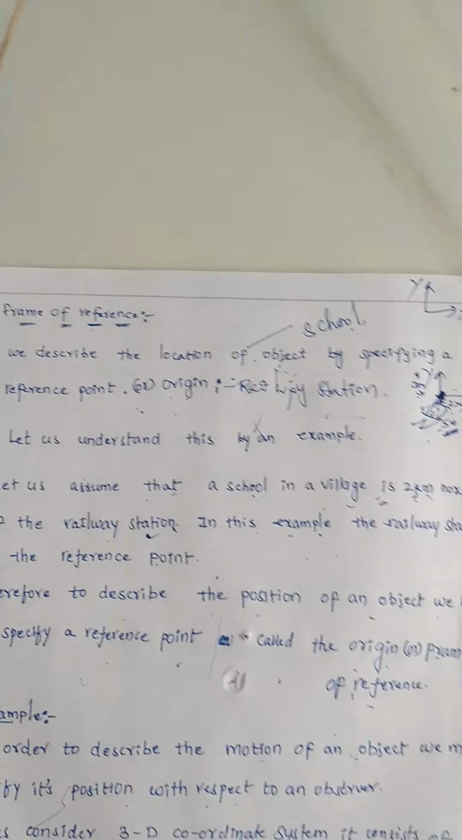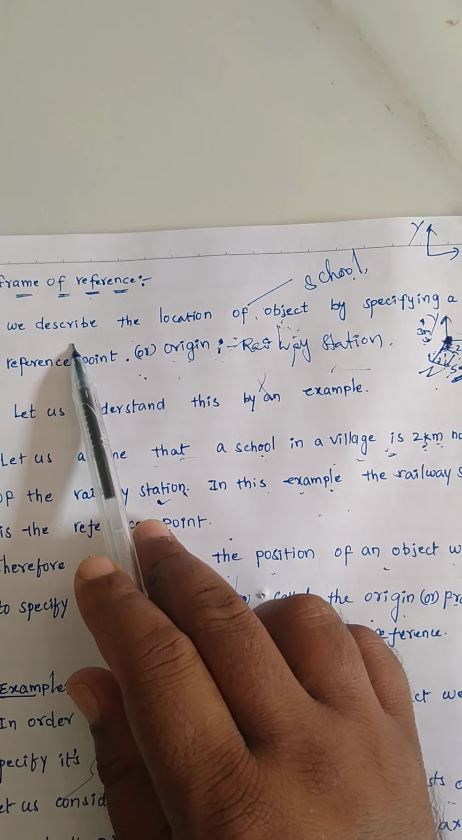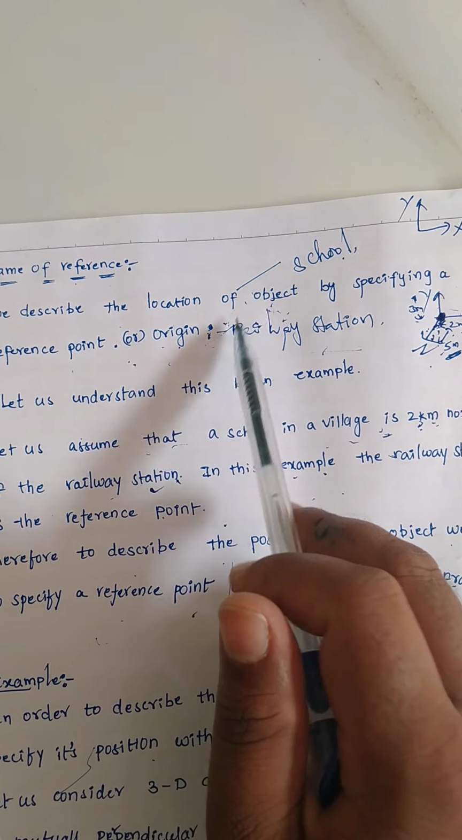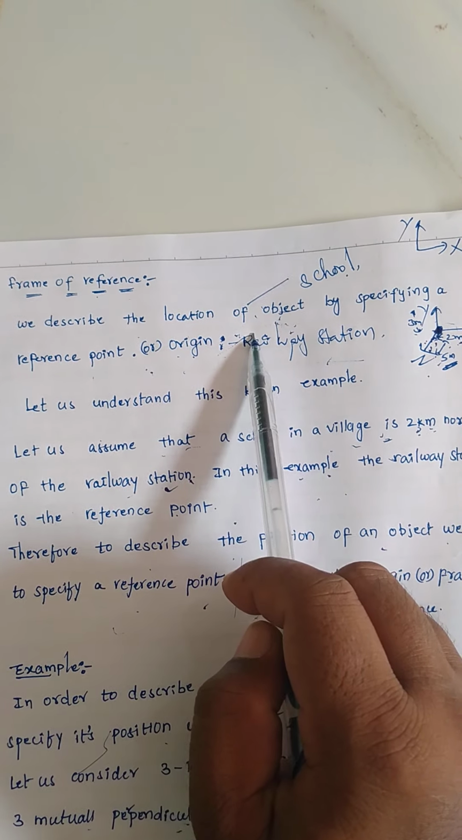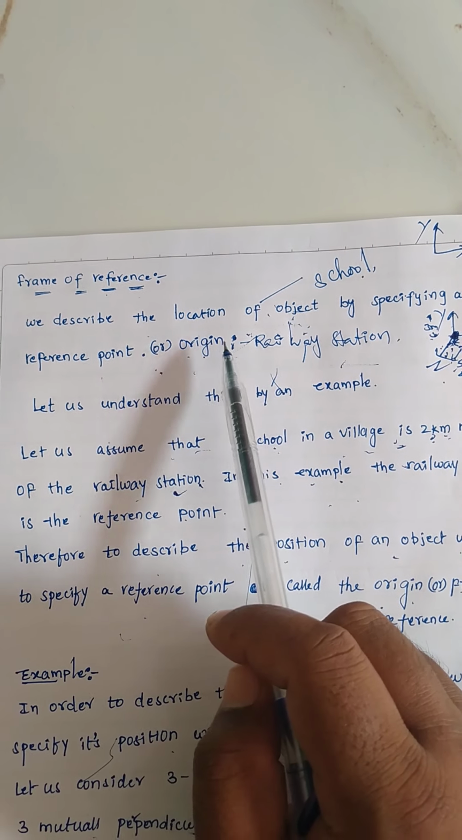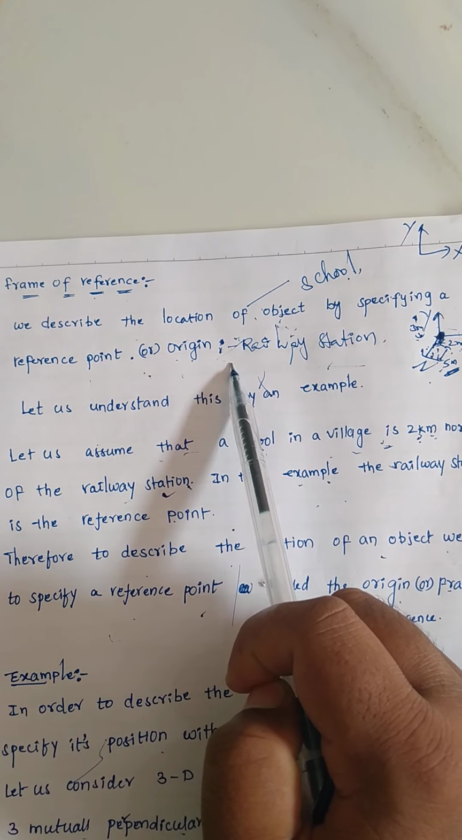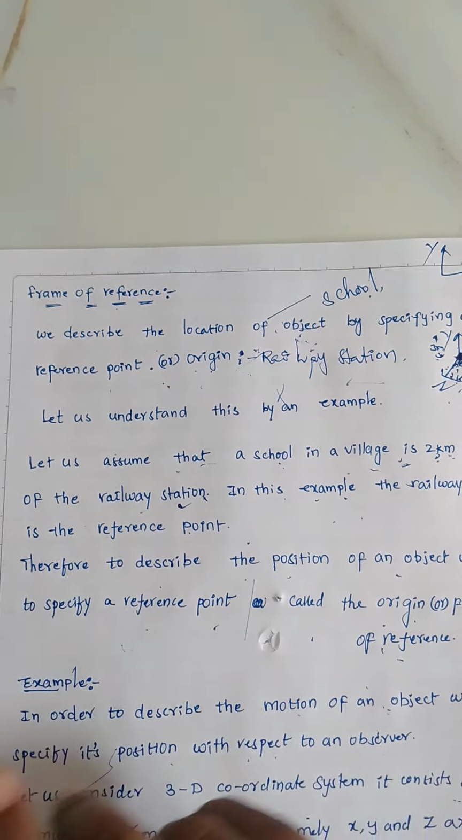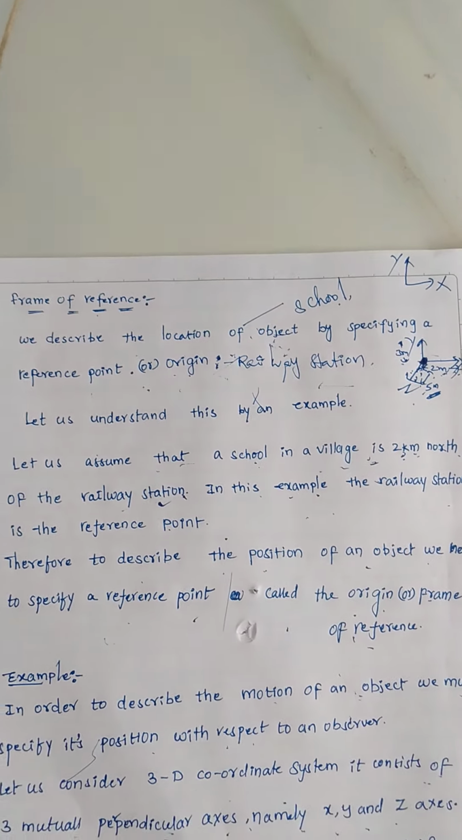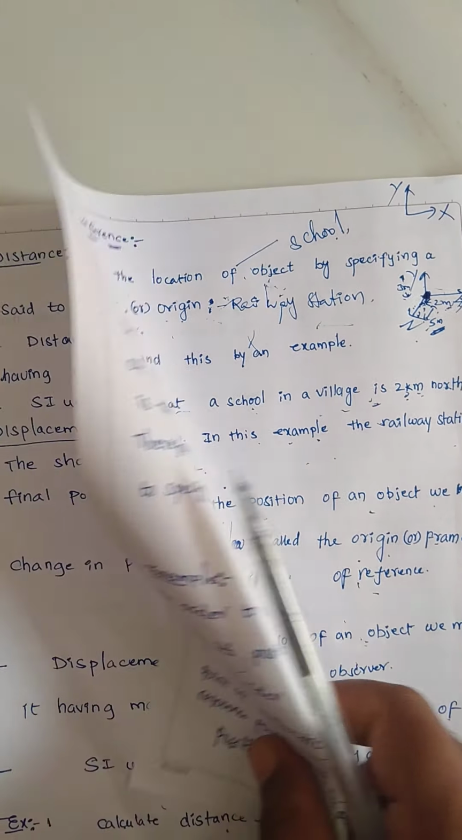So indirectly, the simple meaning of frame of reference is that to describe the location or position of an object, some specifying point is required. That point is called the frame of reference or reference point. Yes, I hope you all have understood this frame of reference.